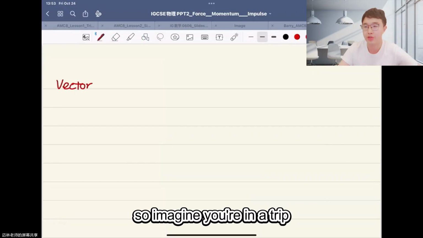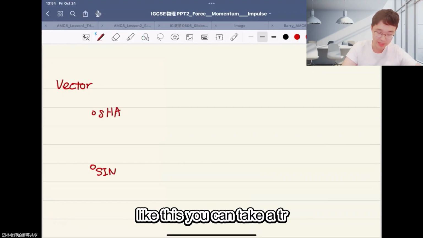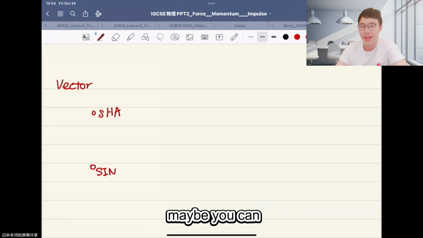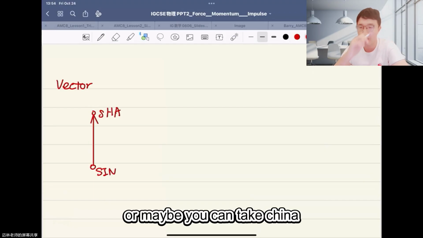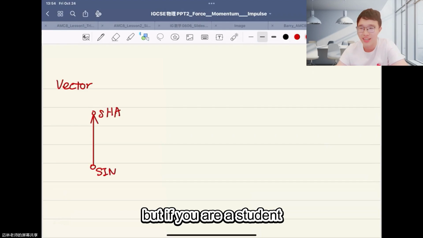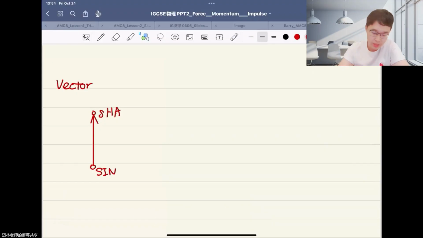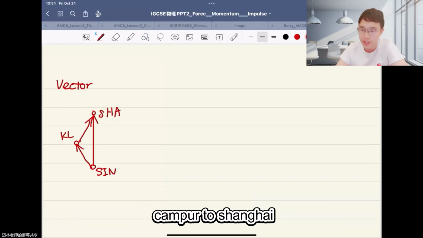So imagine you're on a trip. Maybe you're going from Singapore to Shanghai, right? Like this, you can take a travel. And if you want to go there very quickly, maybe you can take a plane, right? Maybe you can take Air Asia, or maybe you can take China Southern Airlines to Shanghai. Okay. But if you are a student, you don't have much money to do this. So maybe you can take a transfer flight, right? So you can first travel from Singapore to Kuala Lumpur, and then take a transfer flight from Kuala Lumpur to Shanghai, right?